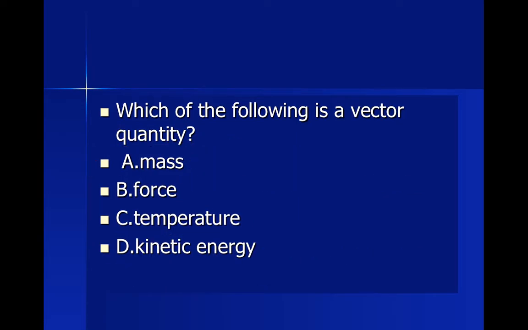And finally, which of the following is a vector quantity? A, mass, B, force, C, temperature, D, kinetic energy. Again, you have to remember which of these need direction and which do not. And the only one that needs direction, if you remember, forces are drawn as arrows. Forces have direction. The force could be up, down, so that is a vector quantity.